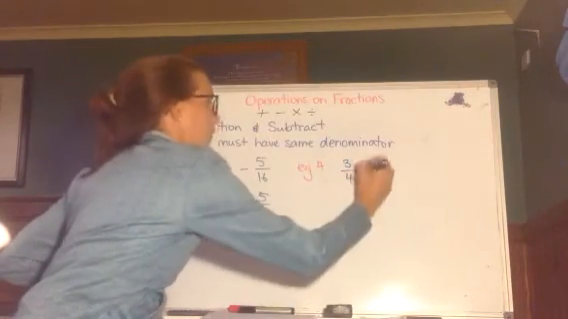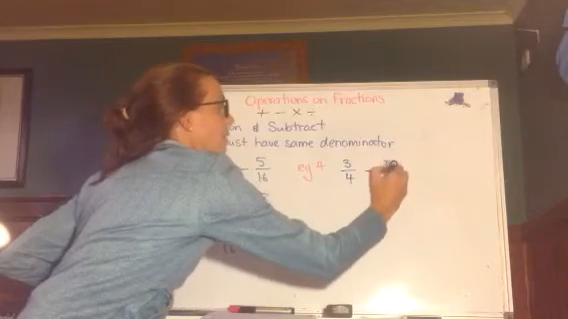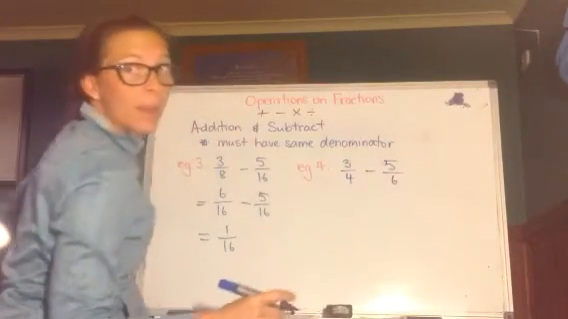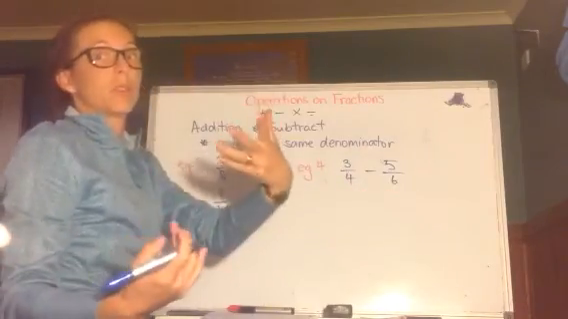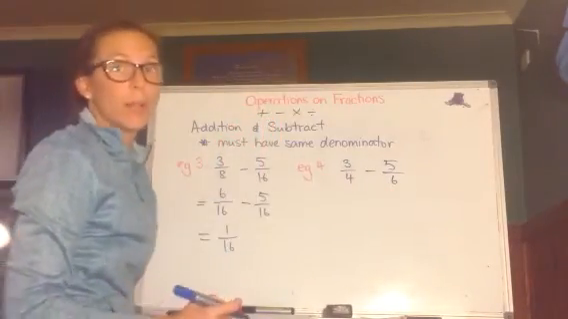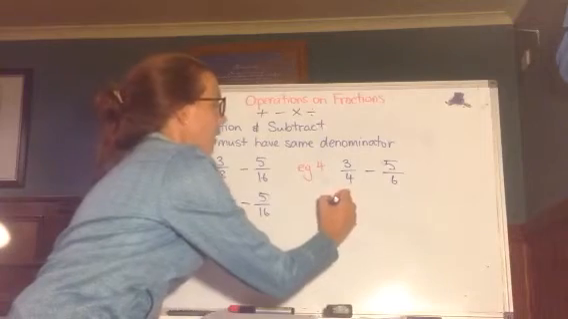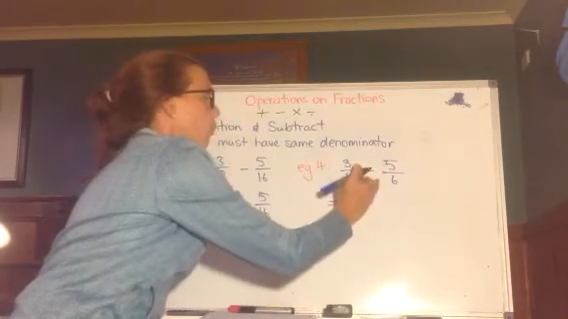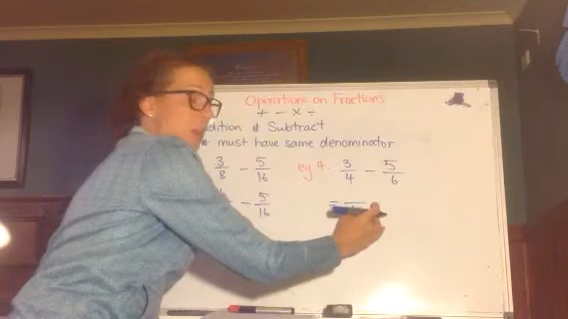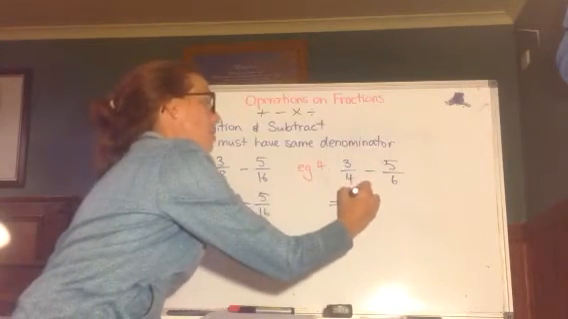3/4 take 5 on 6. Now, have a little think. We know that 4 and 6 both go into 24, but there is a smaller number, a lower number, which is common, and that would be 12. So 12 on the bottom. 4 multiplied by 3 equals 12. 3 times 3 is 9.